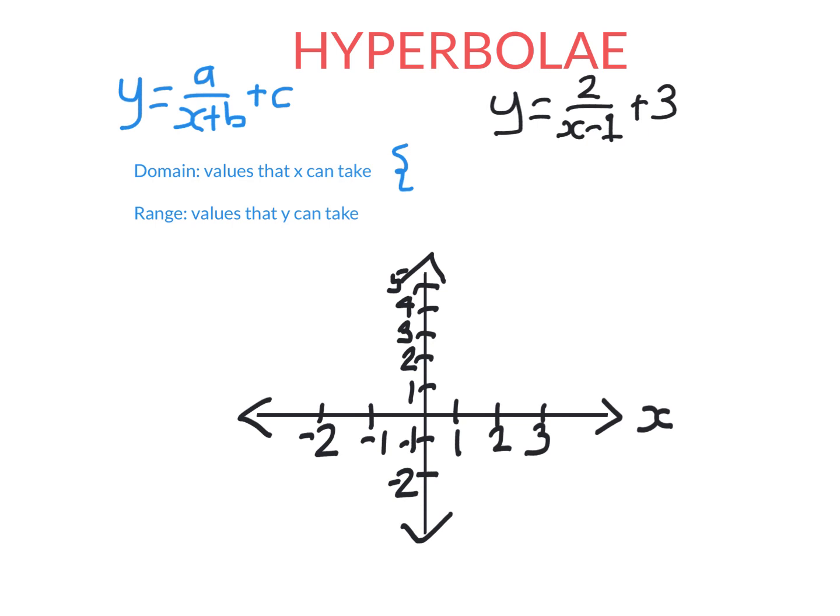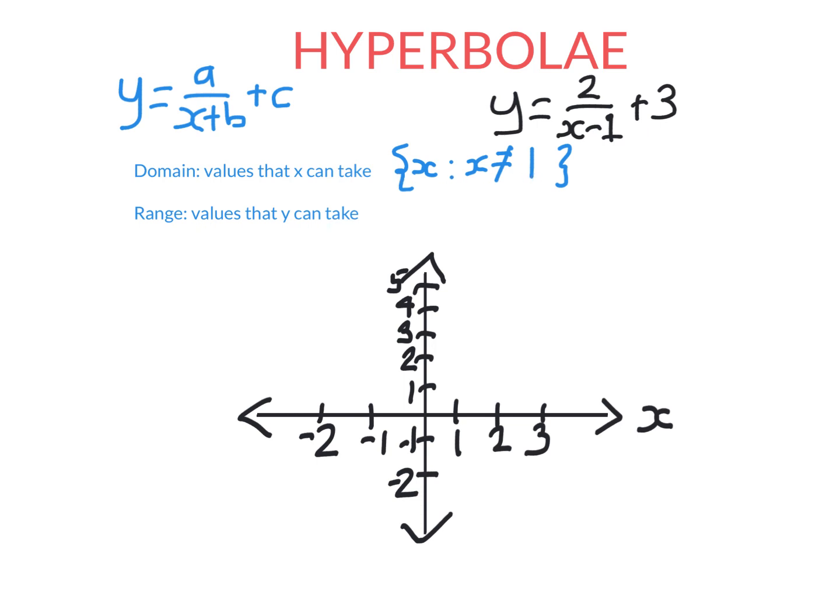and this is how we write the domain properly. We write it in these squiggly brackets because it's a set of values. We write x such that x does not equal 1. So this just basically says x can take any numerical value except 1. It's the set of all numbers excluding 1.